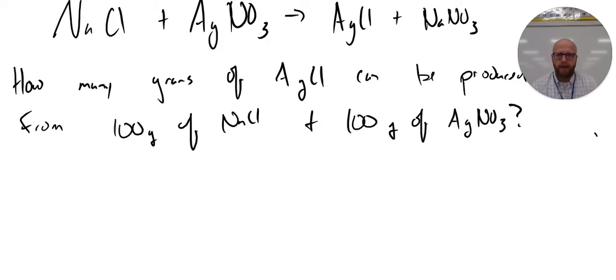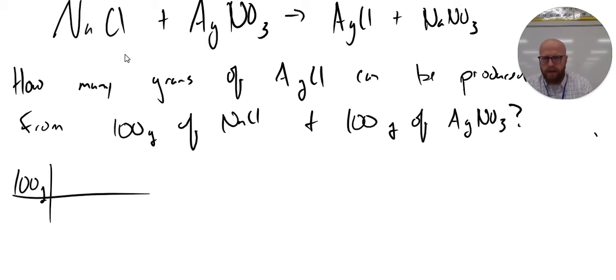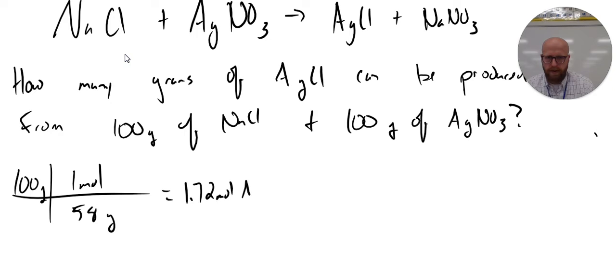Now, I'm in grams. That's not as helpful because the only way you can compare chemicals is through moles. So the first thing I need to do is convert these two values to moles. I've got 100 grams of sodium chloride, so I'm going to convert. I know 1 mole is 58 grams. And I find out I have 1.72 moles of NaCl. Labeling is going to be really big when we start doing more complex problems, so make sure you're labeling.